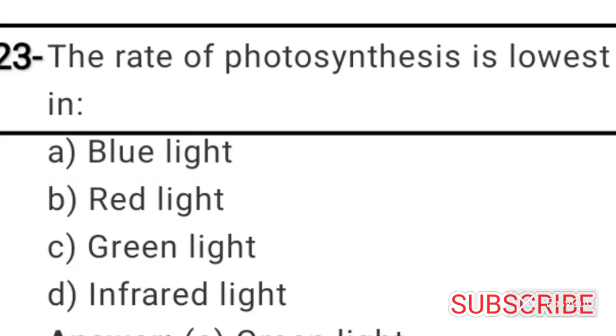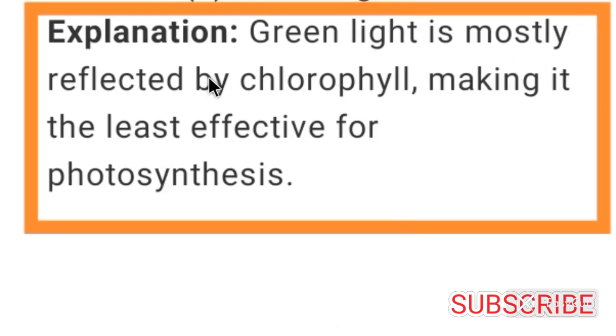Okay, come to question number 23. The rate of photosynthesis is lowest in. Answer is option C, green light. Green light is mostly reflected by chlorophyll, making it the least effective for photosynthesis.